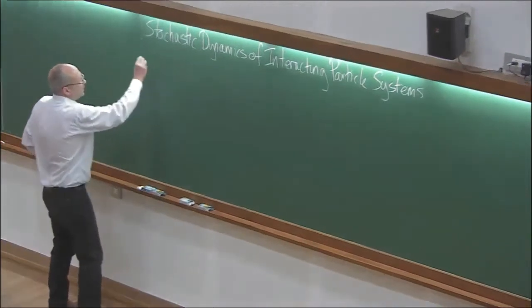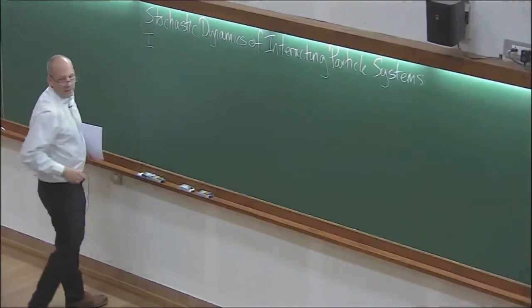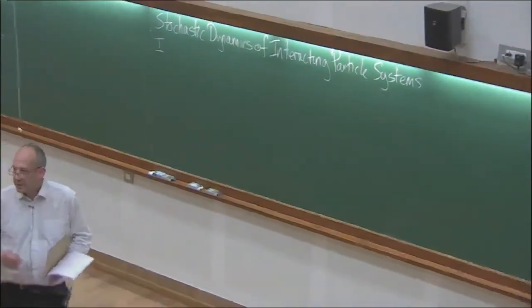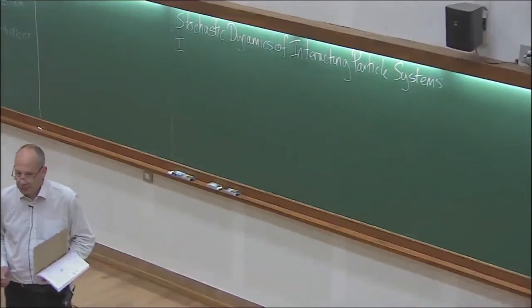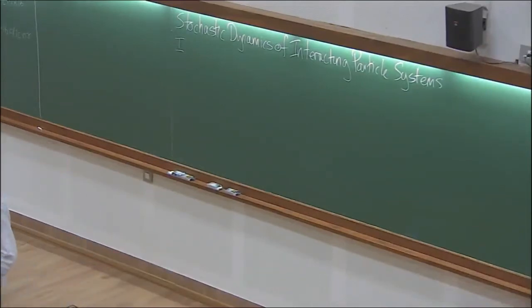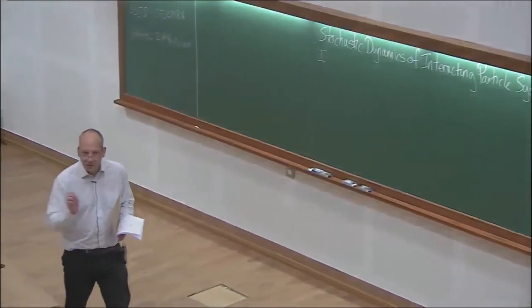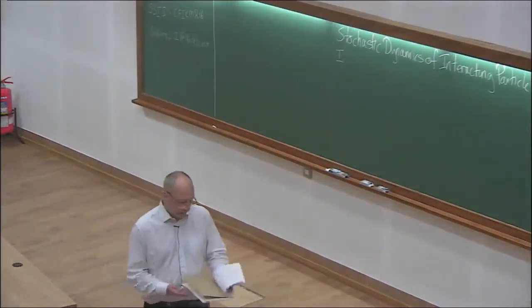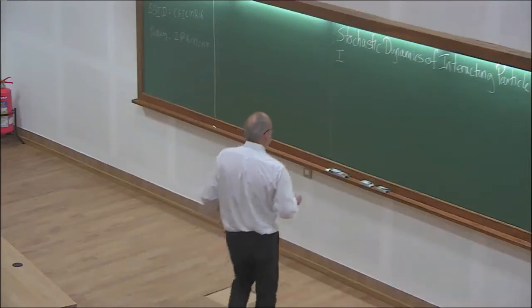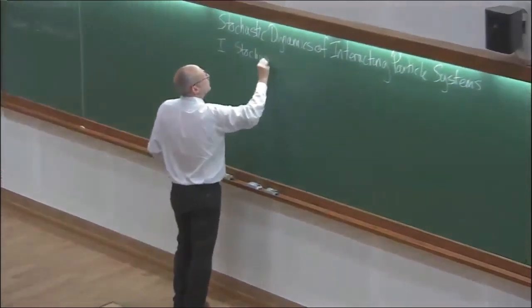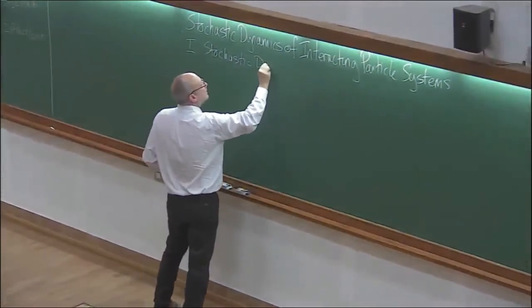So this is lecture 1. In lecture 1, I'll outline the elements of what I mean by stochastic dynamics and the framework that I will use. The framework I will use is basically Markovian dynamics with transition rates. I'll try and explain exactly what I mean by that. So this is an introduction to stochastic dynamics.